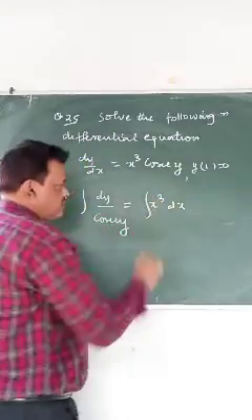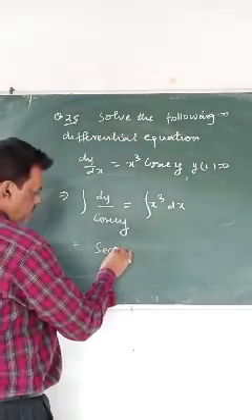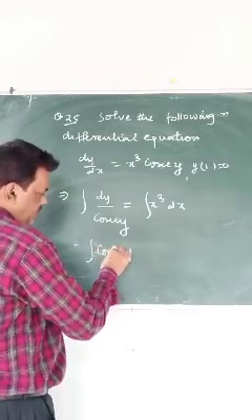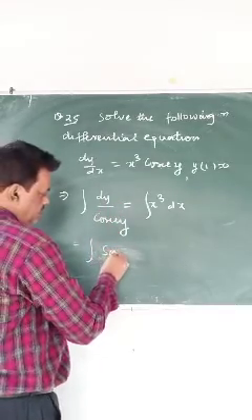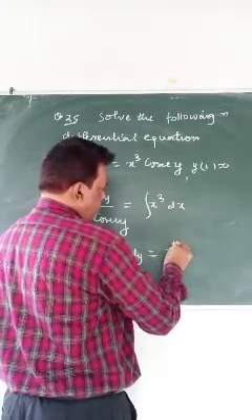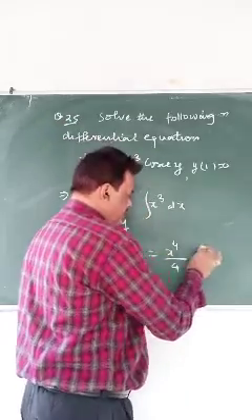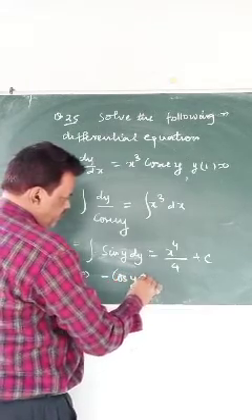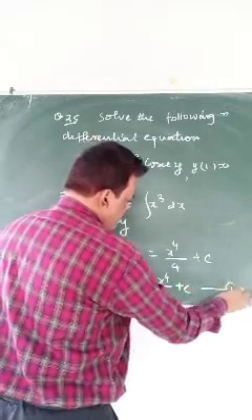This is called separation of variable. The 1 by cosec y is sin y. So integral sin y dy equals x to the power 4 by 4, nth formula, then plus constant of integration. What is the integration of sin y? Minus cos y equals x to the power 4 by 4 plus c. This is your general solution.